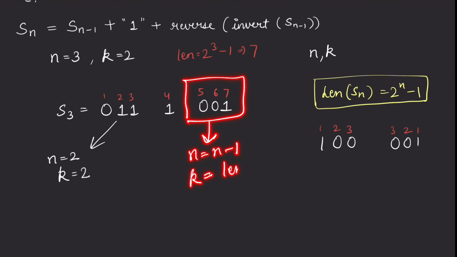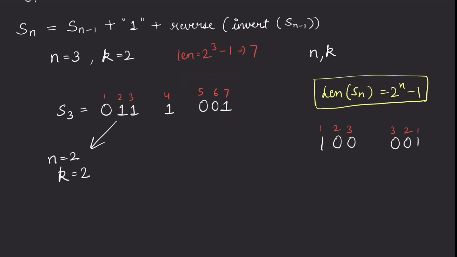K will become length minus k, right? Because now we want to check from the end. And now what about the invert? Whenever you know that your k was lying in the second half, that means it is reversed and inverted. So for reversed, you changed your k.